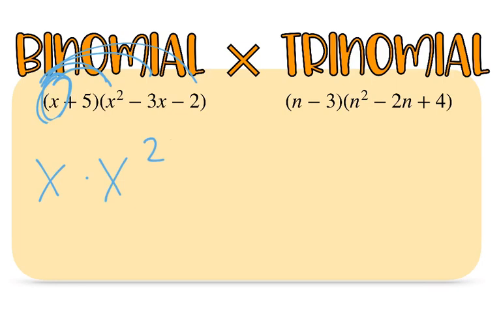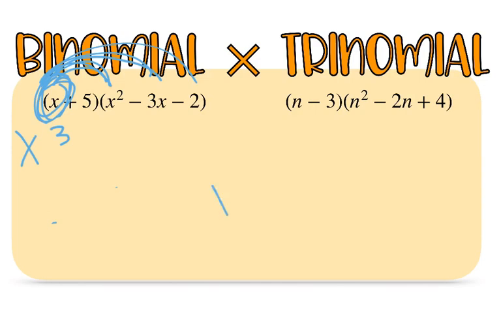When I do x times x squared, this technically has an exponent of 1. And when you have the same bases, remember you add the exponents. That's from last week's stuff. So that's how I knew that the first term, x times x squared, is going to be x cubed. Okay, next one, let's do x times 3x.